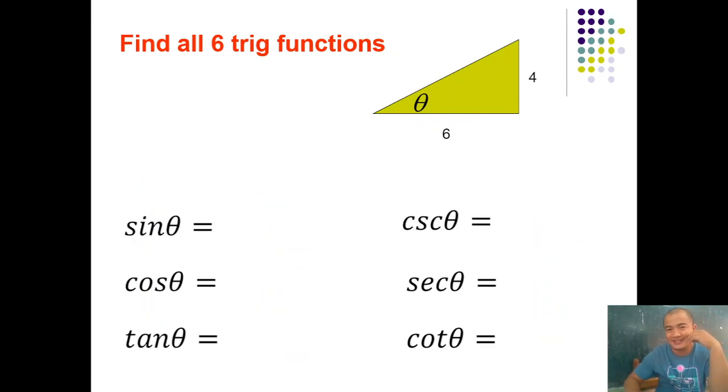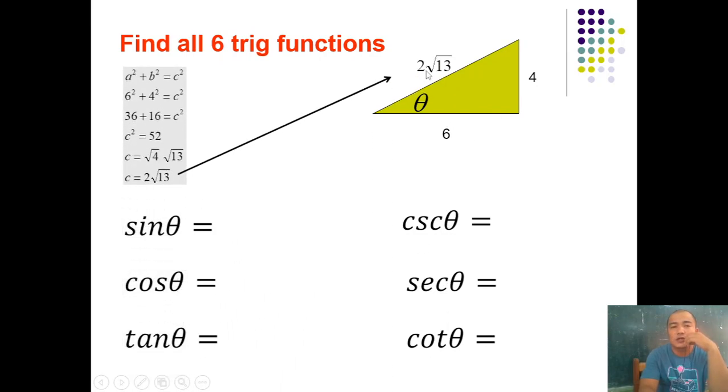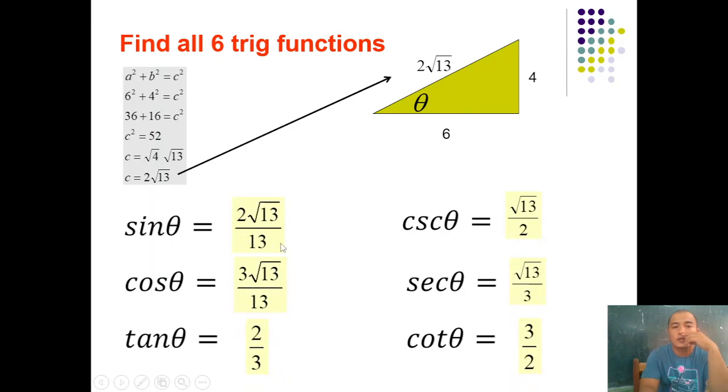Diba? Another, sides are 4 and 6, find the hypotenuse, Pythagorean theorem. Yun, 2 square root of 13. 36 plus 16 is 52. So what is the value of sine theta? 2 square root of 13 over 13. Cosine theta, 3 square root of 13 over 13.